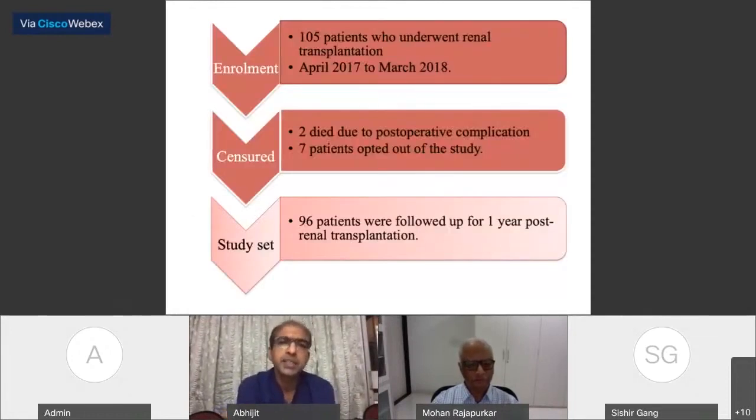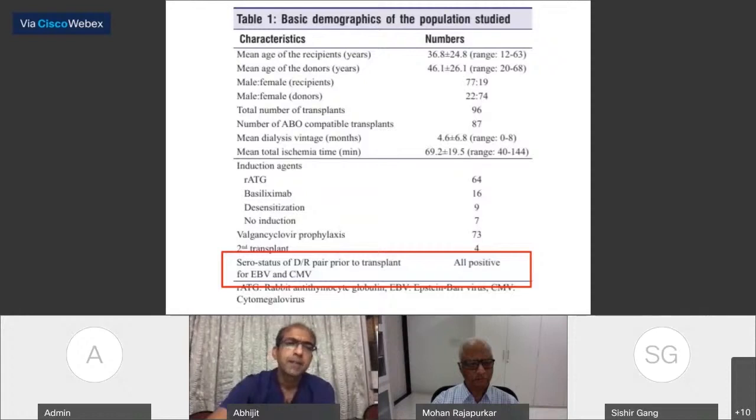So 105 patients who underwent renal transplants during this study period were enrolled. 2 patients were censored because they died unfortunately from post-operative complications, and 7 patients opted out of this study. The study set consisted of 96 patients who were followed up for 1 year post-renal transplantation.